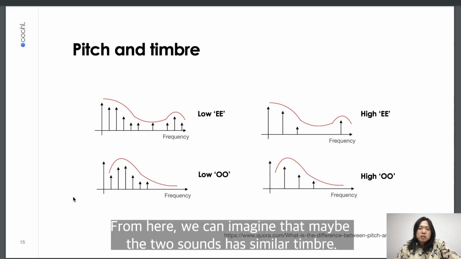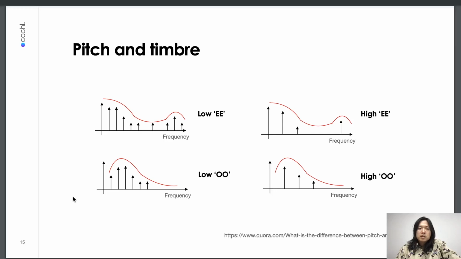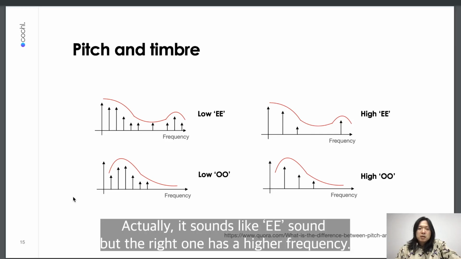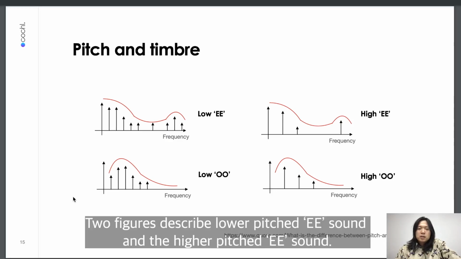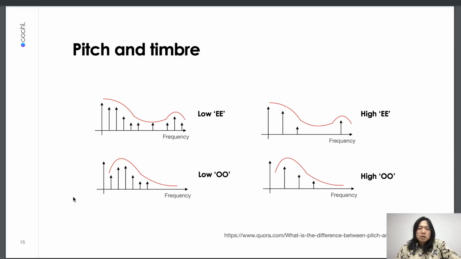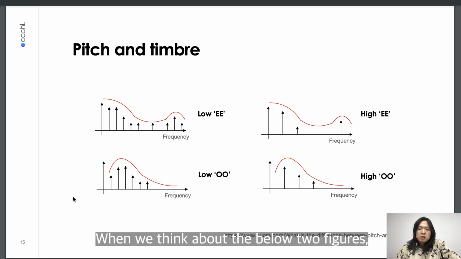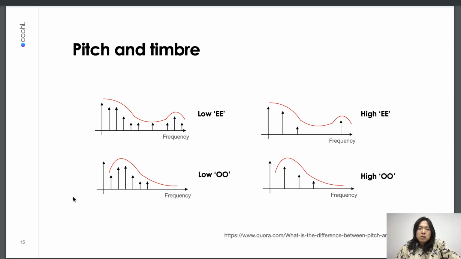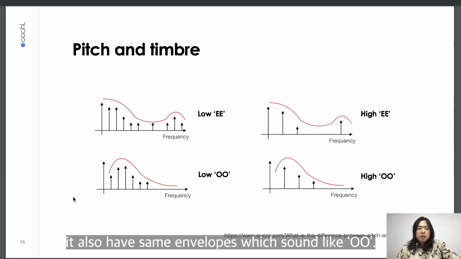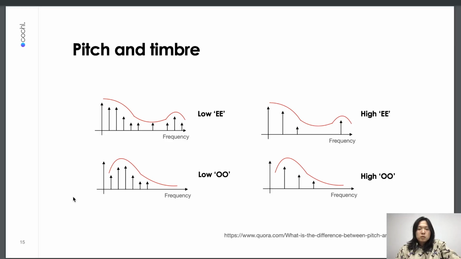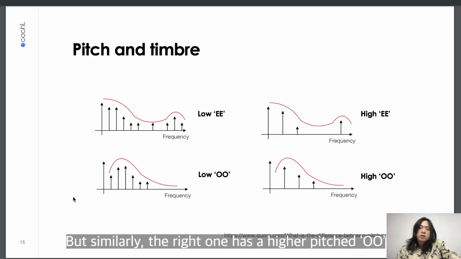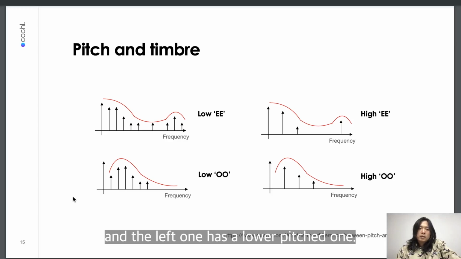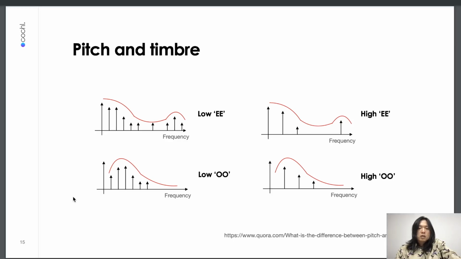From here, we can imagine that maybe the two sounds have similar timbre. So actually it sounds like an E sound, but the right one has a higher frequency. The two figures describe the lower pitched E sound and the higher pitched E sound. And when we think about the below two figures, they also have the same envelope, which sounds like U. But similarly, the right one has a higher pitched U and the left one has a lower pitched one.